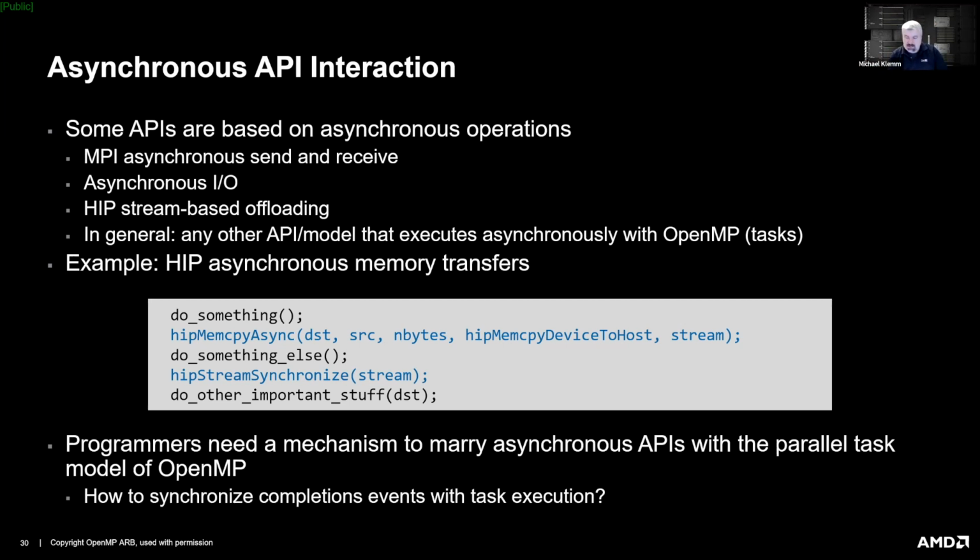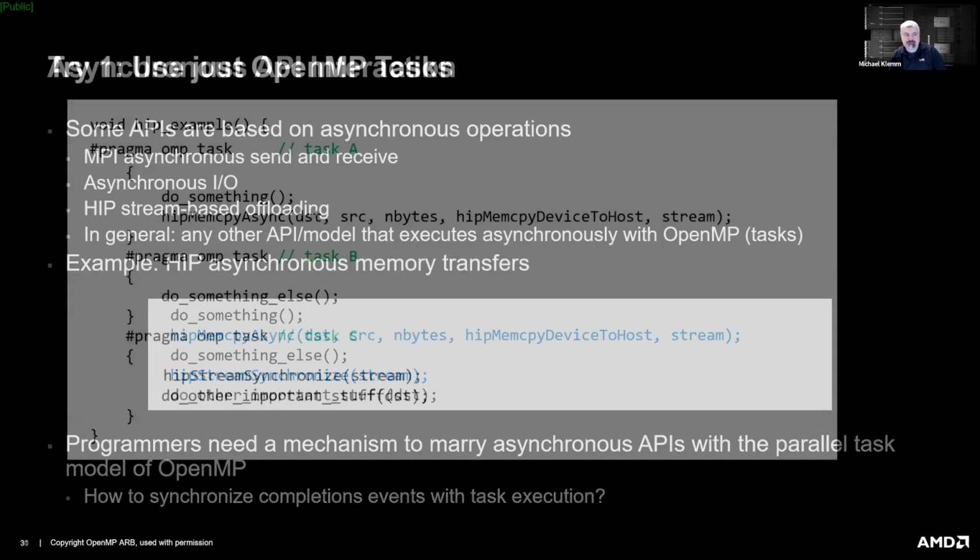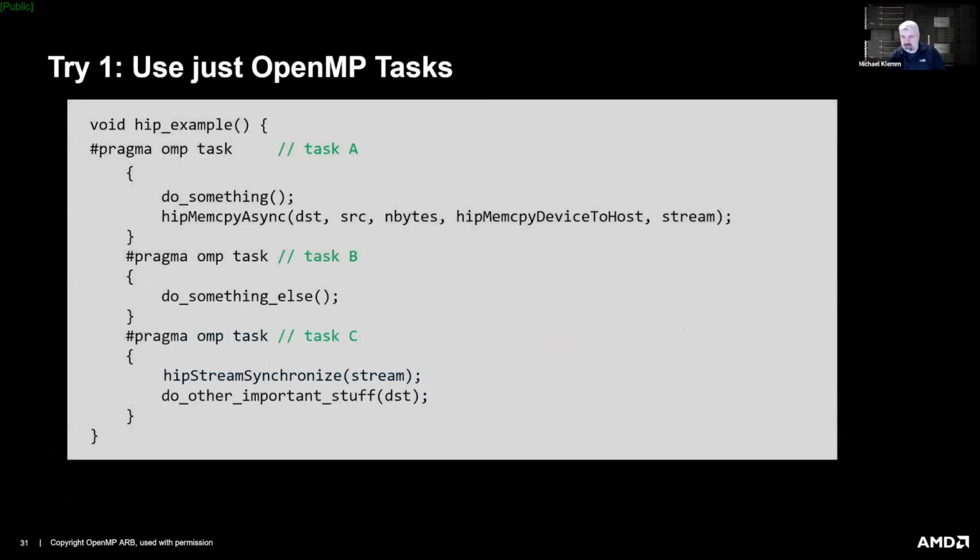All right, let me try this. And I'm going to make this interactive, just as a warning, okay? So here, I'm creating task A, which does something, then enqueues the HIP memcopy async, then task B does something else, assuming that those two things can really happen in parallel. And then I have task C, which does the HIP stream synchronize and does other important stuff. Question to the audience: will that work or will it not work?